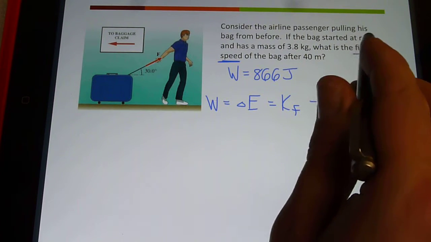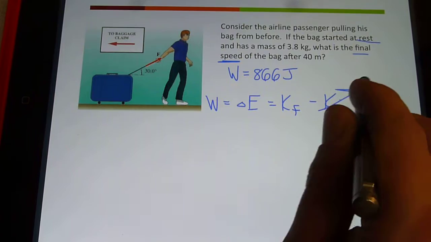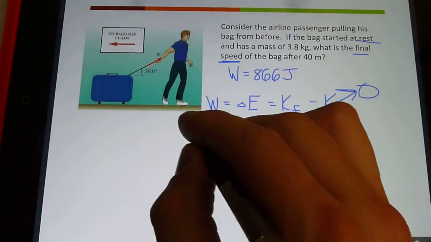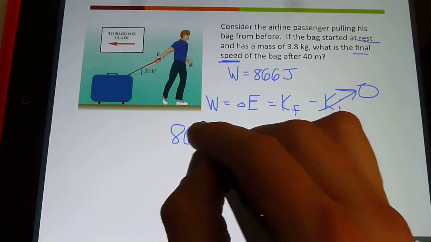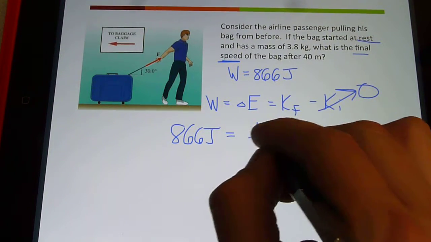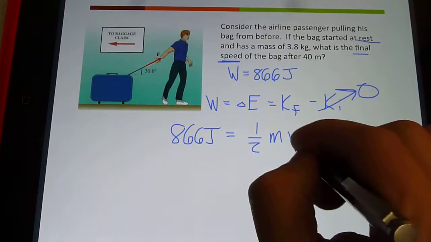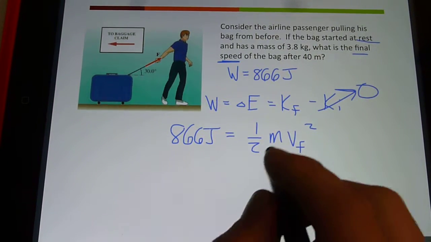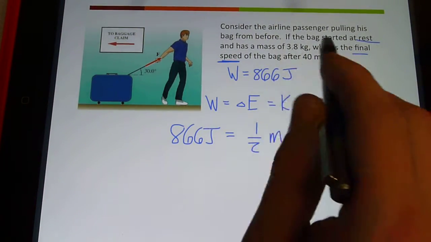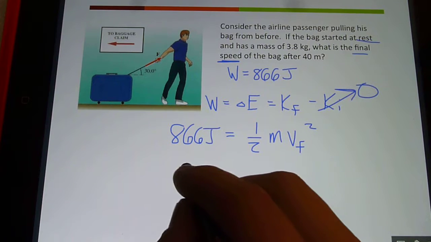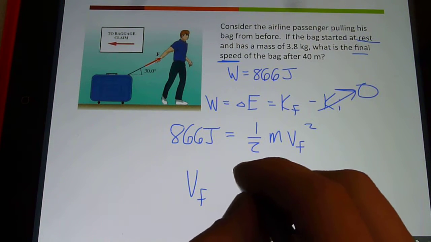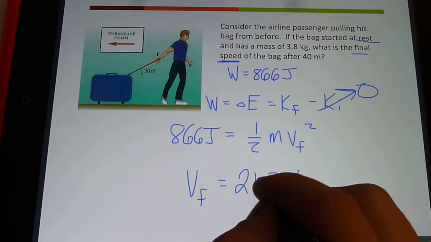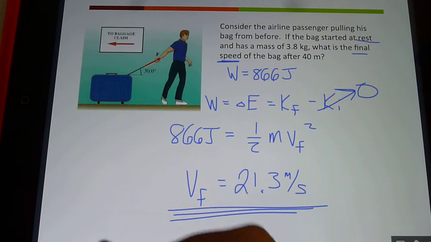Now, if we started at rest, our K initial is 0 because we have 0 meters per second as our initial velocity. So that means that the work that I did, 866 joules, is now showing itself only as my final kinetic energy, 1/2 m v_f squared. So I can solve for my final velocity by multiplying by 2 and dividing by the mass. That's why in this problem I needed to know the mass of the bag. And I get a final speed of 21.3 meters per second, which is some highway type speed. Certainly much too fast in reality.